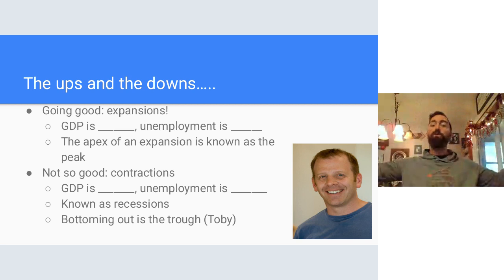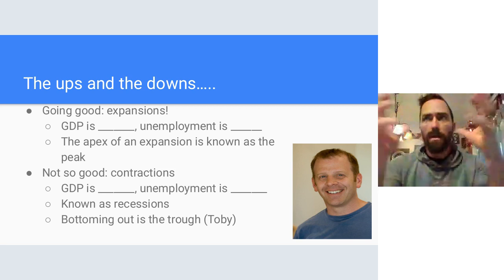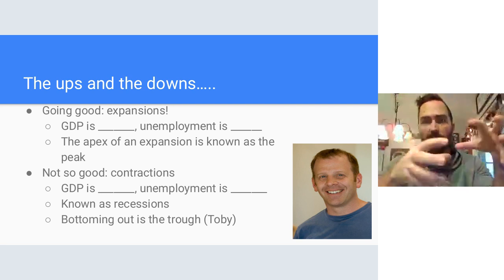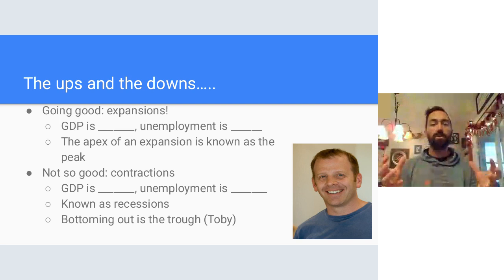But when times aren't so good, think of March of 2020 when COVID-19 hits, or think of this past summer when the Delta variant came back, or think of 2008 when the housing market crashed. Those are known as contractions. When the economy is shrinking, contracting, people are out of work, you're not producing as many goods and services, and as a result, you have a situation in the macroeconomy known as a recession.